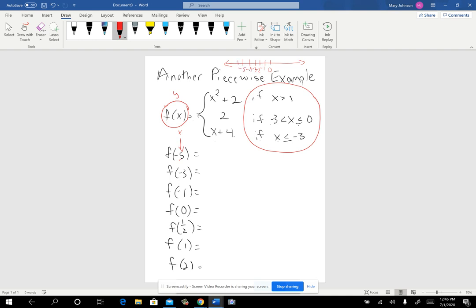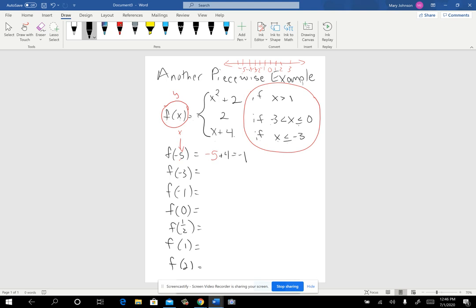All right. So -5 is further to the left than -3. So that means that -5 is smaller than -3, is less than it. So I need to use the bottom rule. So that means where the x is, I'm going to put a -5 and then add 4.